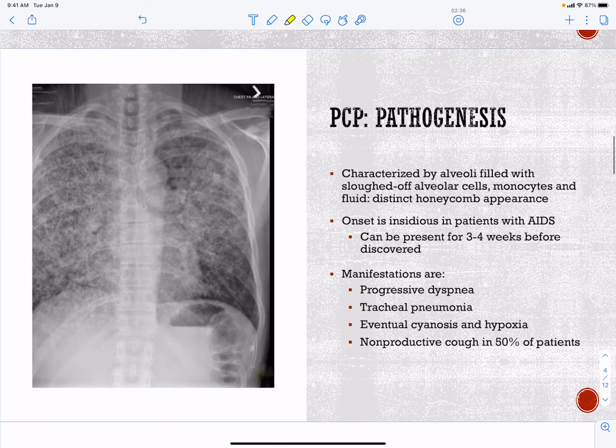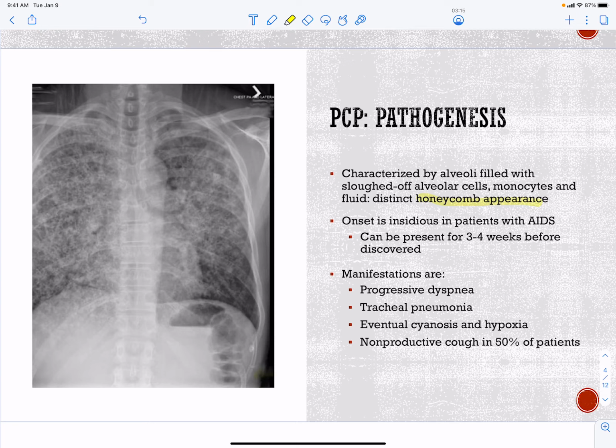Here's a picture of Pneumocystis pneumonia. Your alveoli get filled, and you have what's called a honeycomb appearance of your lungs. You can see all these little dots; it looks like a little honeycomb. The onset is insidious. It can be present for 3 to 4 weeks before it's even discovered. Fungal agents typically divide very slowly as compared to bacteria and viruses, and so they take time to develop to a point where it will become symptomatic.